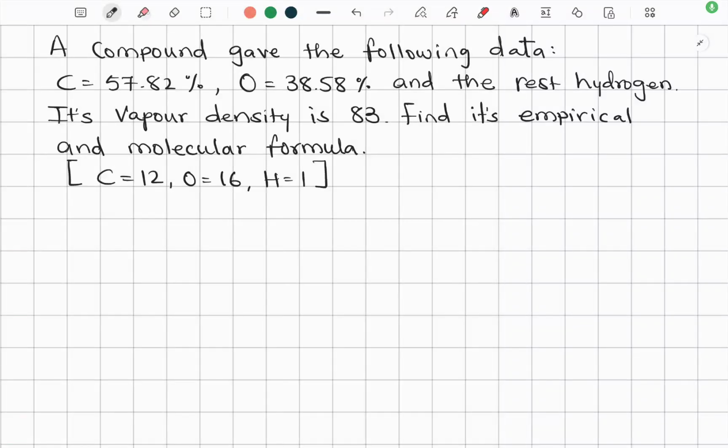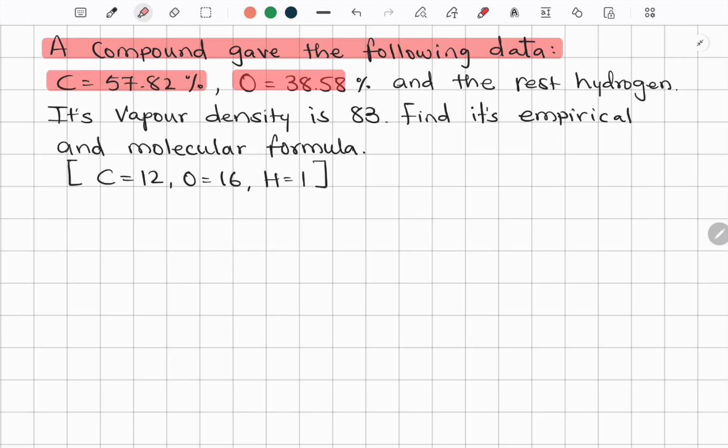Question. In this question it's been asked that a compound gave the following data. Okay, so a compound is giving data. The carbon is 57.82%, oxygen is 38.58%, and the remaining percentage is hydrogen. So out of 100%, 57.82% is carbon, oxygen is 38.58%, and the rest is hydrogen. Also, one important piece of data is given: its vapor density is 83.